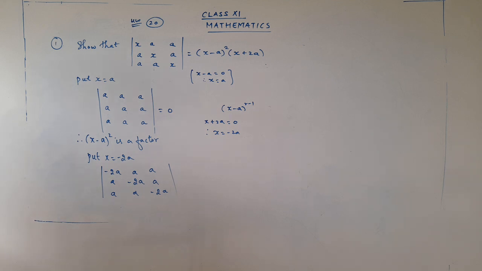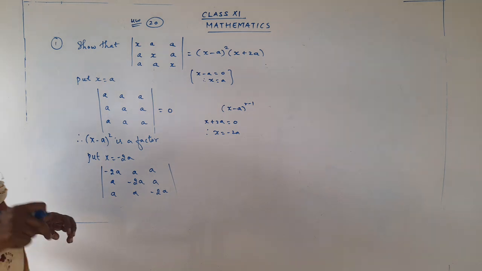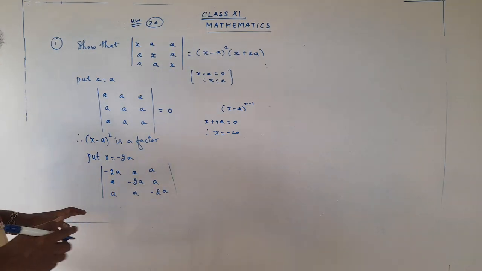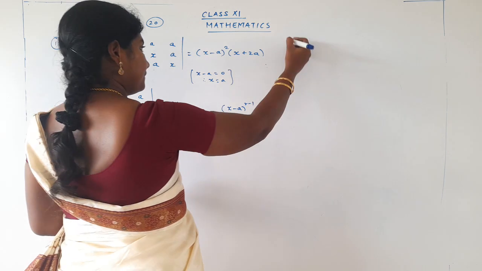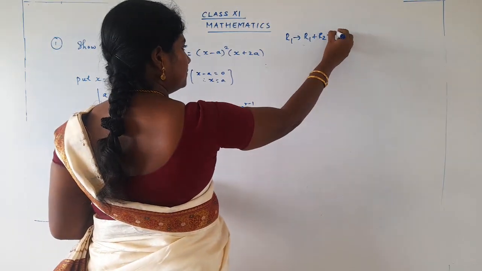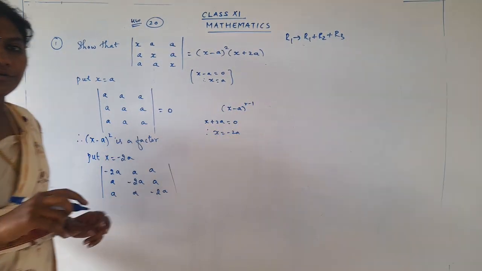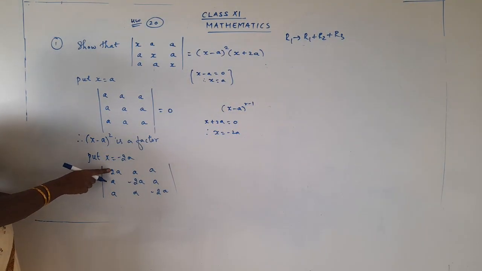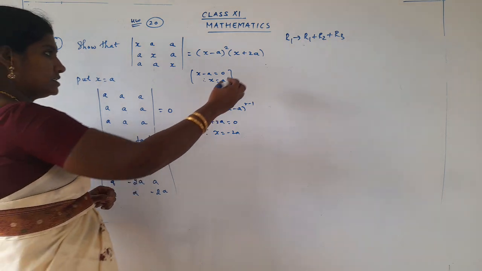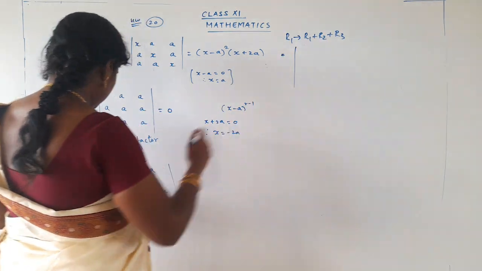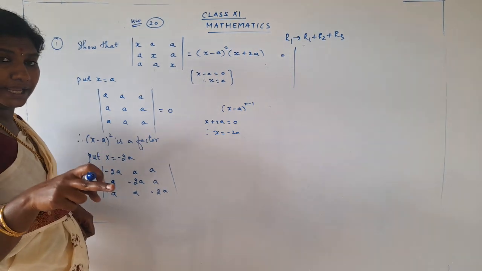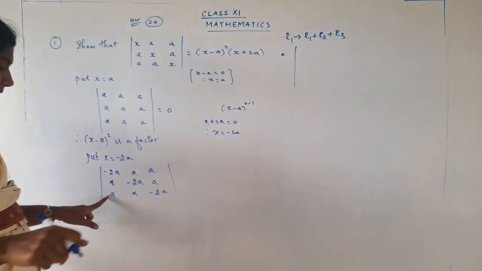Okay, let's continue further. So what I am going to do here is, I am going to change row 1. So I am going to change R1 as R1 plus R2 plus R3. What I am going to do, I am going to change row 1 as row 1 plus row 2 plus row 3. So what I get here, this is minus 2a plus a plus a. What is plus a plus a?